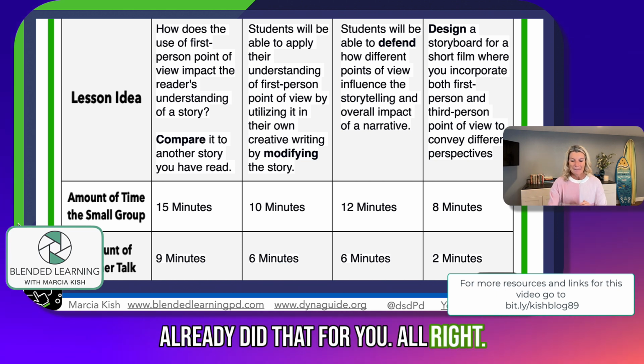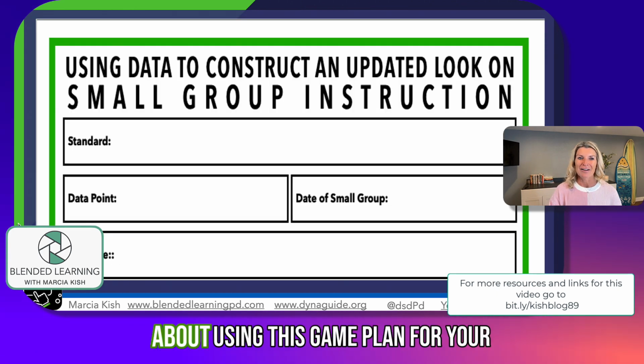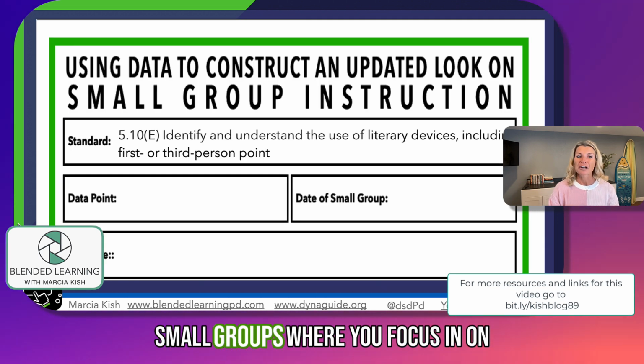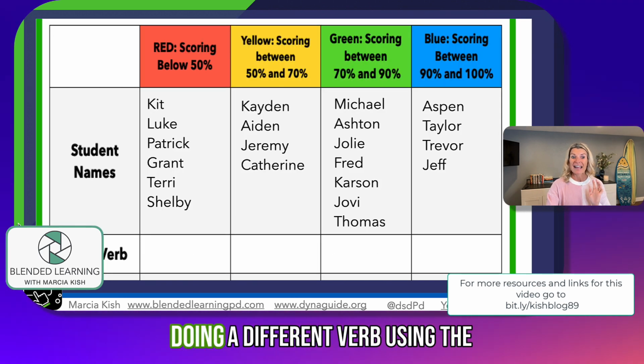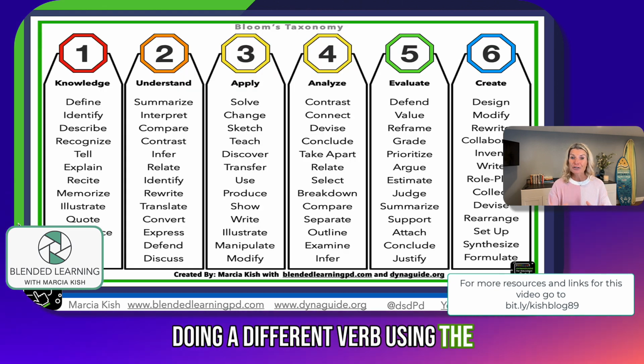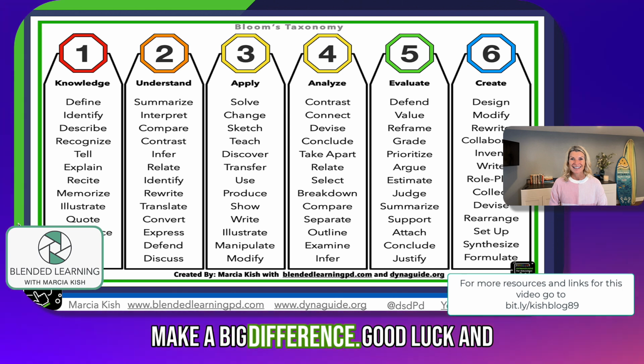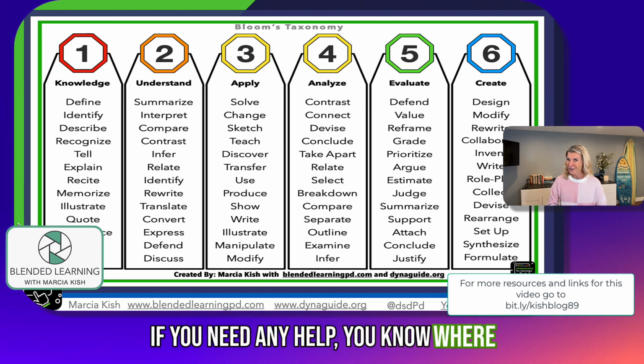All right. My goal for you is to really think about using this game plan for your small groups where you focus in on doing a different verb using the Bloom's taxonomy verbs. It's going to make a big difference. Good luck, and if you need any help, you know where you can find me.